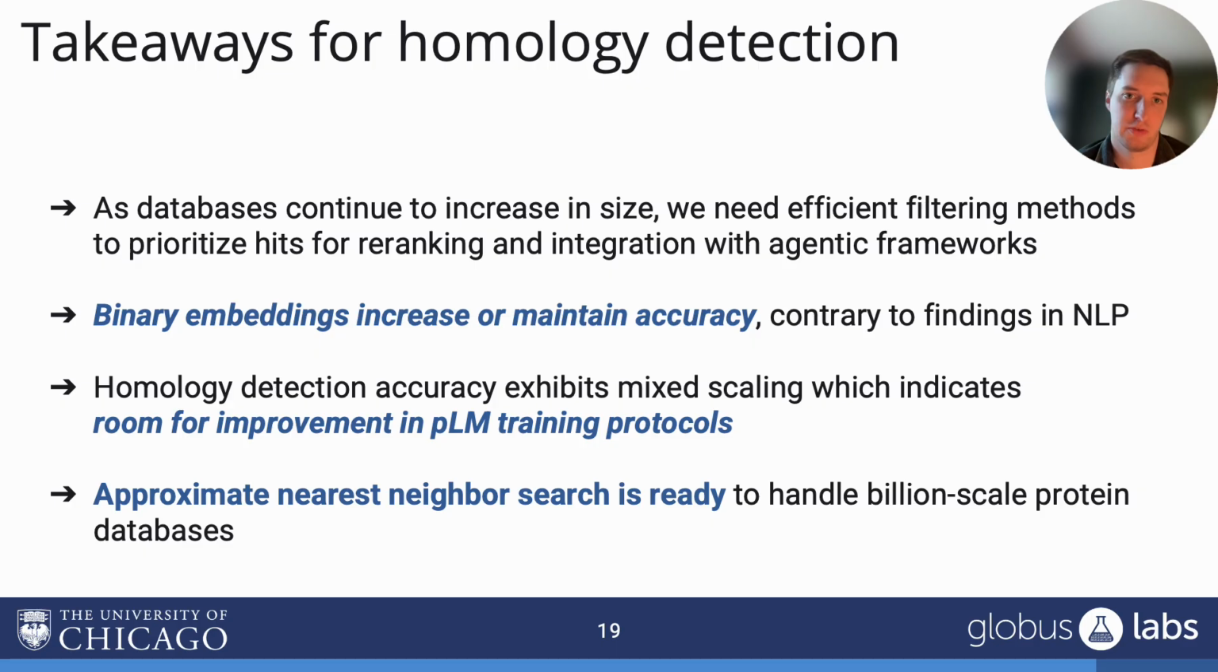So what are the takeaways? Homology detection at scale requires faster and more scalable tools that integrate seamlessly into agentic workflows to avoid bottlenecks. Our study revealed the surprising result that binary embeddings maintain or even improve accuracy as model size grows, though their behavior is still being investigated. Finally, the readiness of approximate neighbor search for billion-scale protein databases highlights both the promise of current approaches and the opportunity to build more powerful biological foundation models.